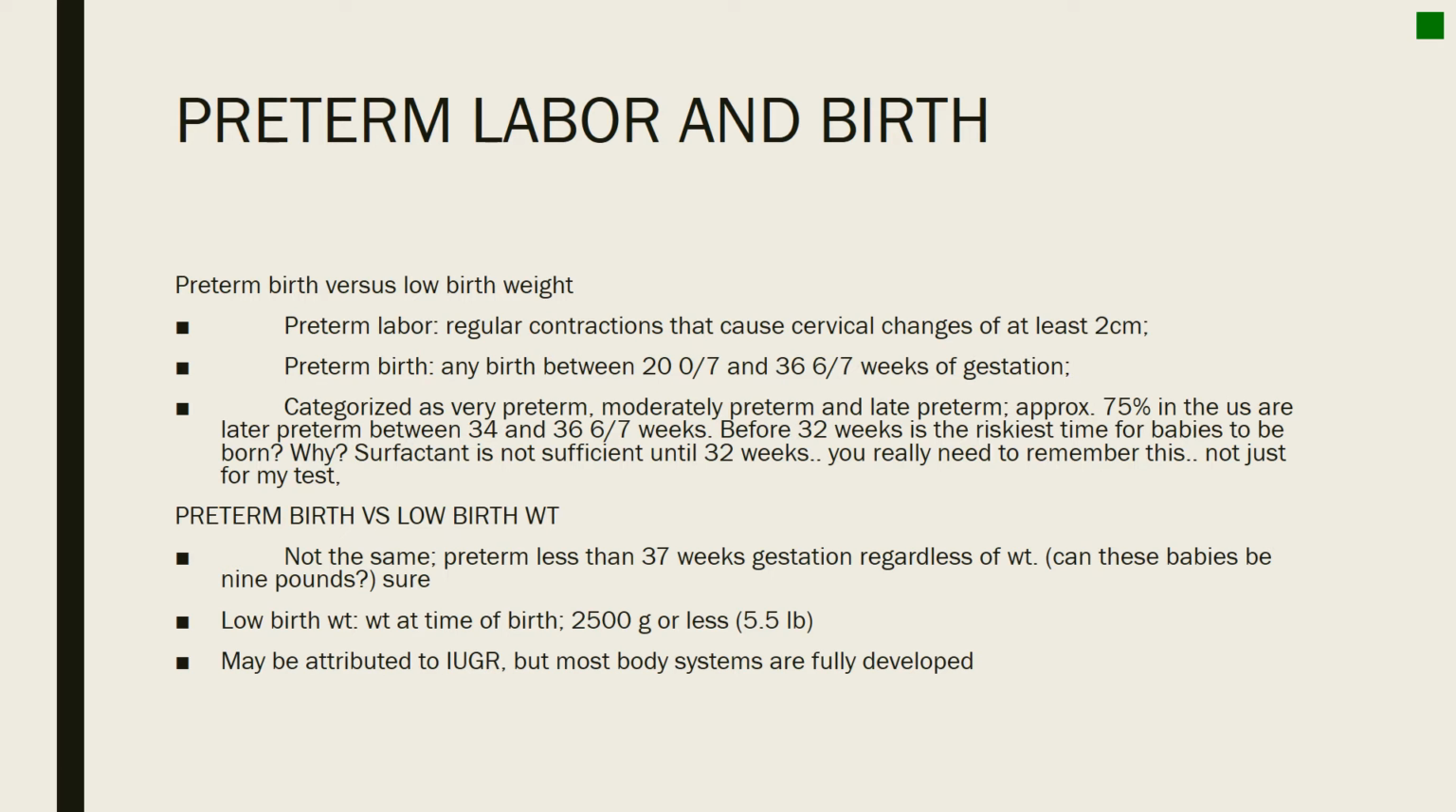All right, here's some terms that you just need to remember. Preterm labor is when we have regular contractions that cause cervical changes of at least 2 centimeters. And preterm birth is any birth between 20 weeks and 36 and 6/7 weeks of gestation. We categorize them as very preterm, moderately preterm, and late preterm. You don't have to remember those. 75% of the babies in the U.S. are late preterm, between 34 and 36 and 6/7 weeks.